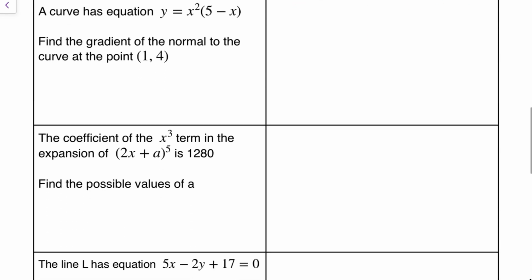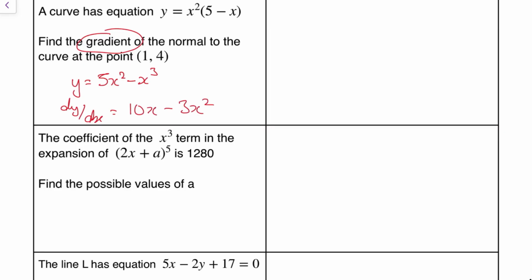Next question. A curve has an equation, gives me an equation. Find the gradient of the normal. So it just wants a gradient. Find the gradient of the normal to the curve at this point here. Let's expand. So y equals 5x squared minus x cubed, which means dy/dx is equal to 10x minus 3x squared. And then it wants it at the x value, x equals 1.